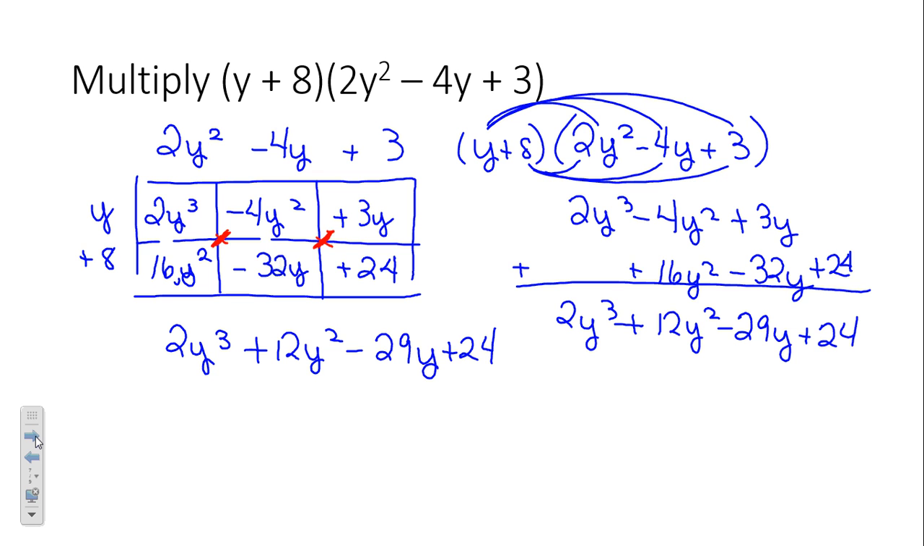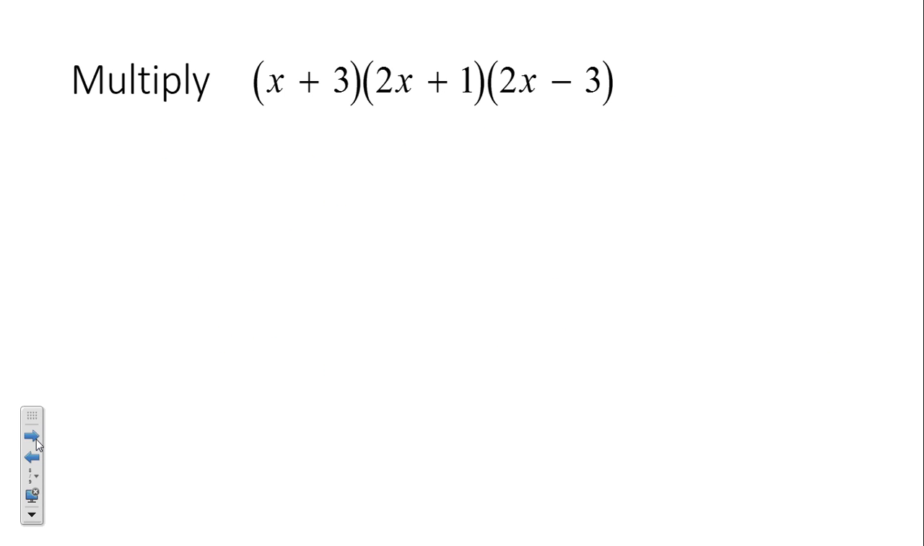Everybody get 2y cubed plus 12y squared minus 29y plus 24? Okay. All right. So let's look ahead at number 13. What happens if we've got three trinomials, and we're multiplying them together? I might have done this in Algebra 1, way back when. Anybody have a suggestion or an idea?